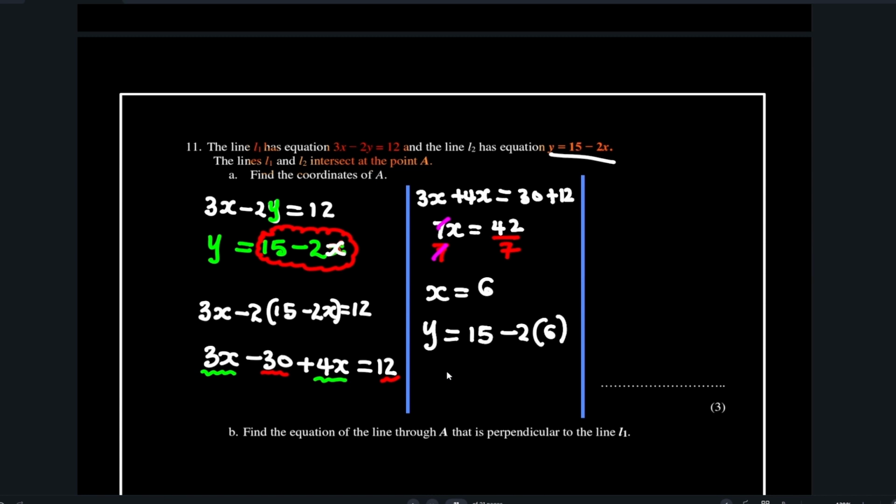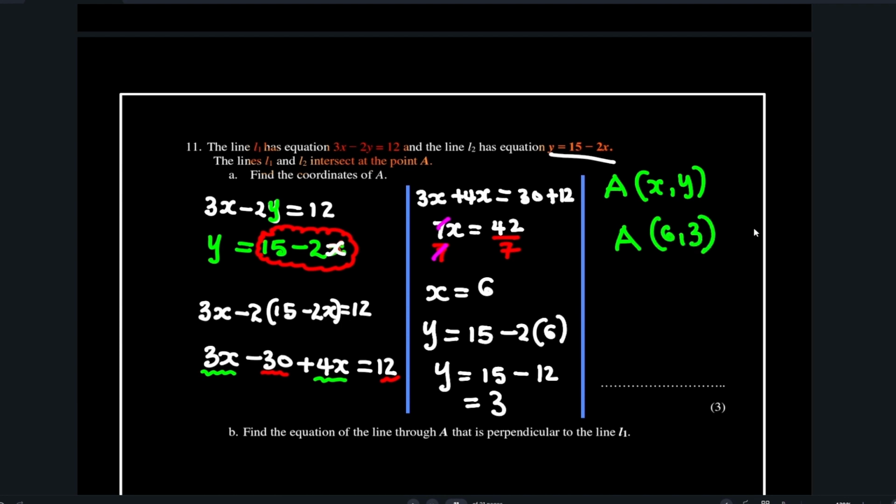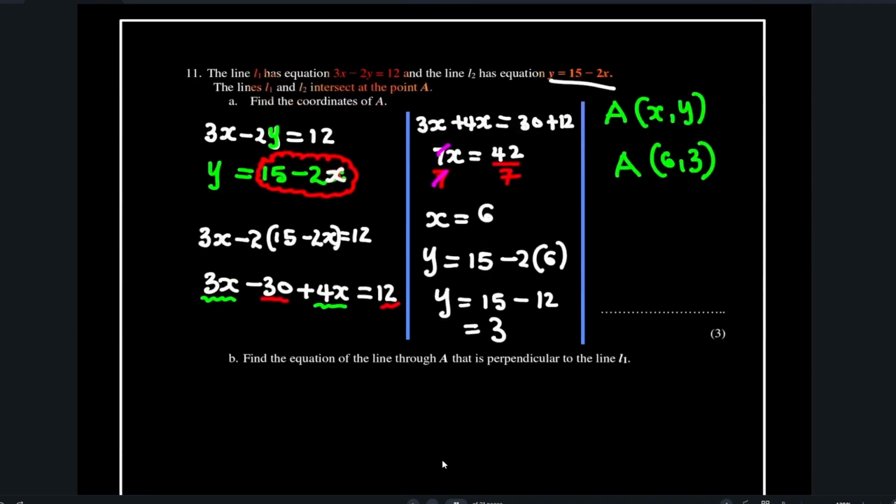So this is going to be 15 minus 2 times 6, which is what? 12, right? Yes. So it's going to be y equals 15 minus 12, and the answer is going to be 3. So the coordinate of A is usually written as (x, y). Then our x is 6 and y is 3. So those are the coordinates that we were supposed to write.